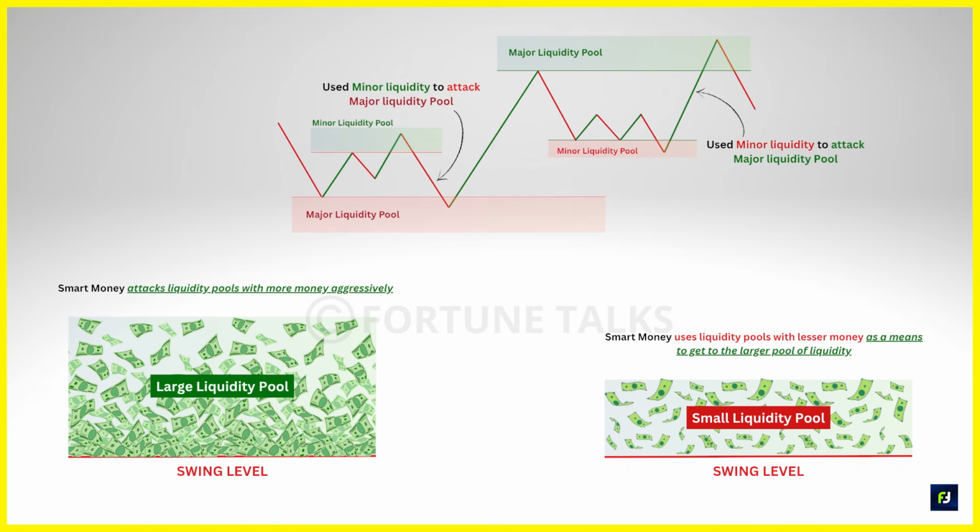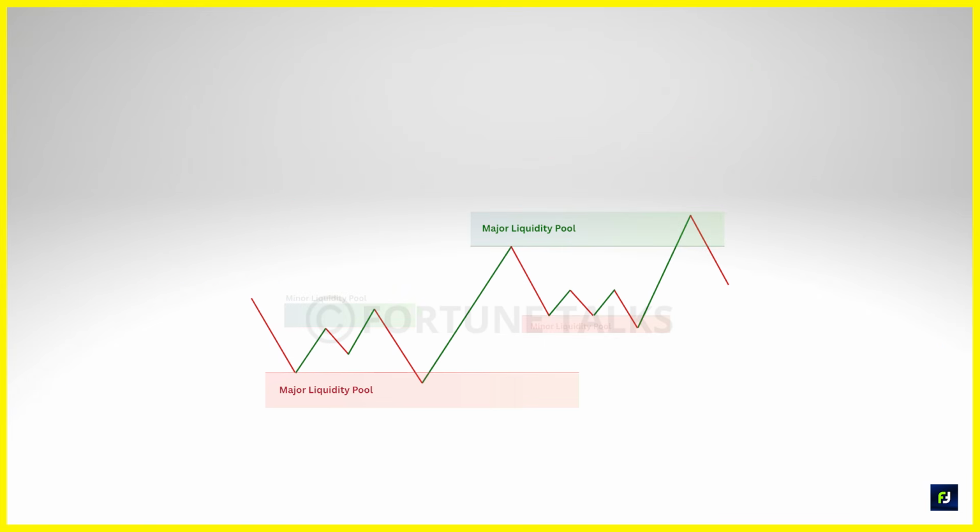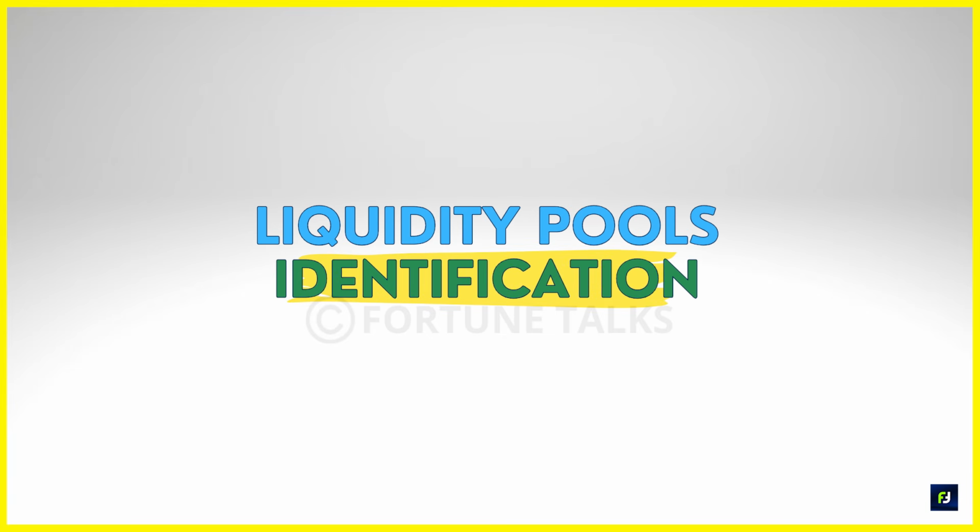From this, we can understand that a liquidity pool with more money associated with it is a high probability one. So these are the liquidity pools that we must focus on for our trades. Now, the question is, how can you identify such liquidity pools in the chart? But before that, let us try to identify a liquidity pool.